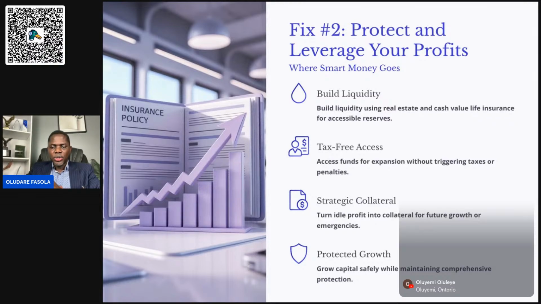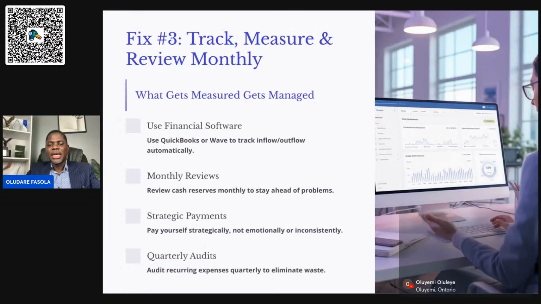Protected growth: grow capital safely while maintaining comprehensive protection. You can see that this will also help you grow your capital without triggering any form of taxable disposition. Number 3, track, measure, and review monthly.